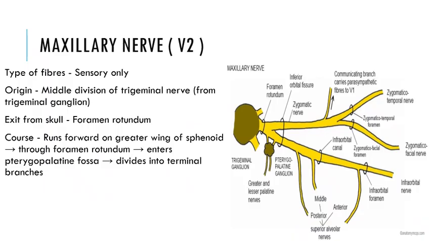Now the trigeminal ganglion's second branch, that is the maxillary nerve, V2. It contains sensory fibers only. Its origin is from the middle division of the trigeminal nerve, from the trigeminal ganglion, and it exits the skull from the foramen rotundum. Its course is forward on the greater wing of the sphenoid through the foramen rotundum, enters the pterygopalatine fossa, and divides into its terminal branches.